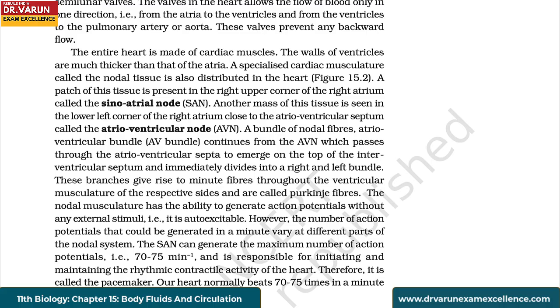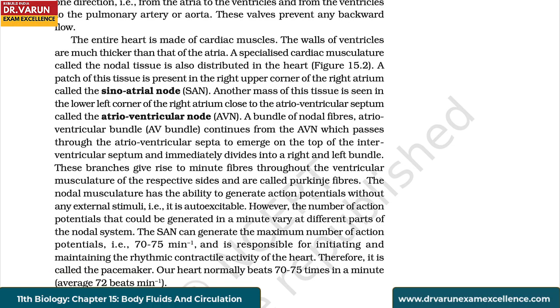A bundle of nodal fibers, the atrioventricular bundle or AV bundle, continues from the AVN, which passes through the atrioventricular septa to emerge on the top of the interventricular septum and immediately divides into a right and left bundle. These branches give rise to minute fibers throughout the ventricular musculature of the respective sides and are called Purkinje fibers.